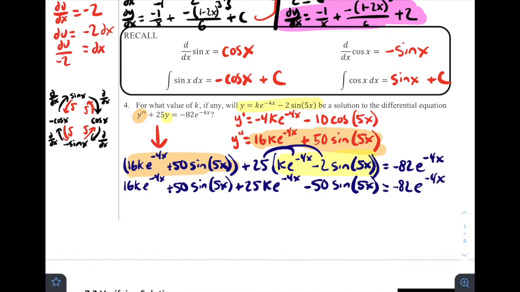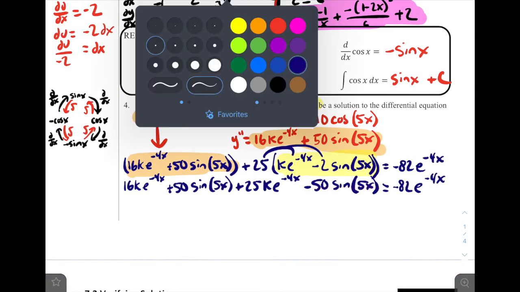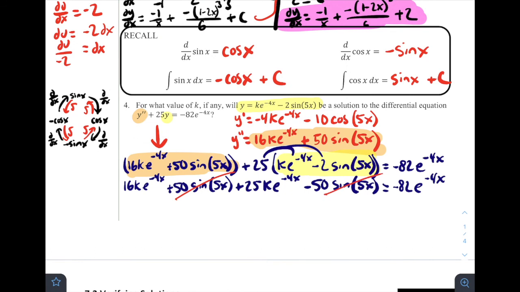Well, the nice thing here is, notice we've got a 50 sine of 5x and a negative 50 sine of 5x. Those are going to cancel each other out, which is going to make that a little bit easier for us to work with. Additionally, we've got 16k e to the negative 4x and 25k e to the negative 4x. They both have this k e to the negative 4x, which means they're like terms. I can combine them. 16 plus 25 is going to give me 41k e to the negative 4x. And on the right side, that is still negative 82 e to the negative 4x.